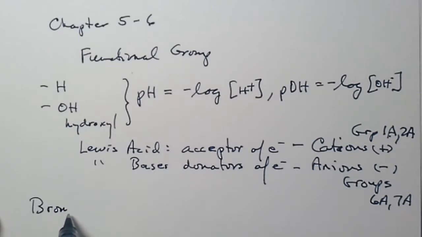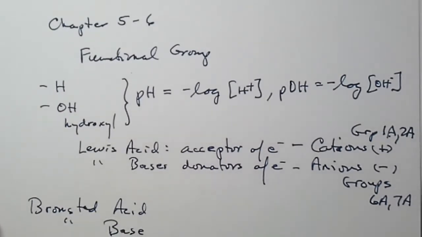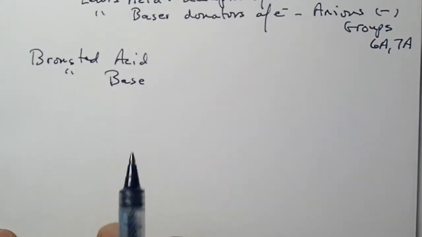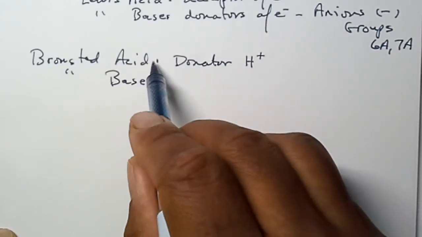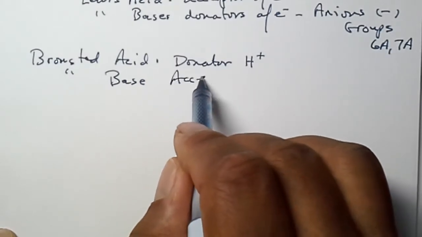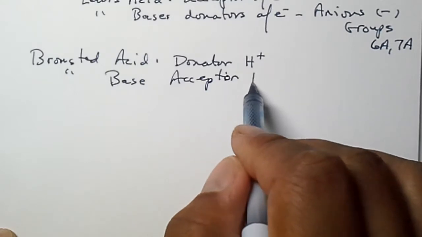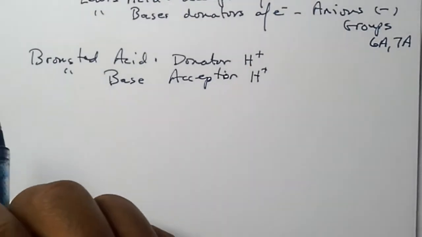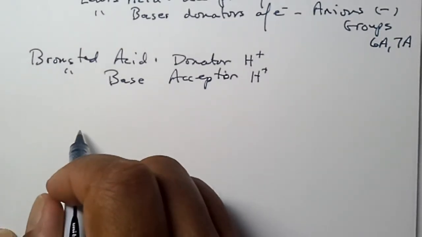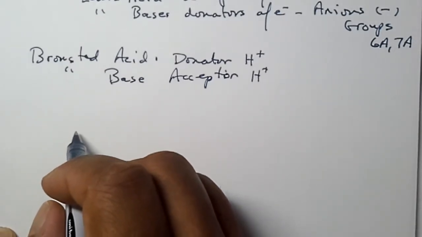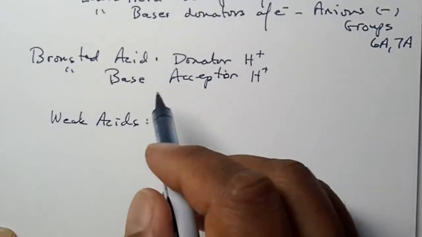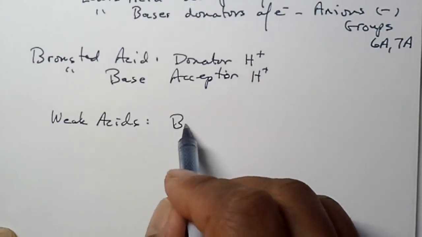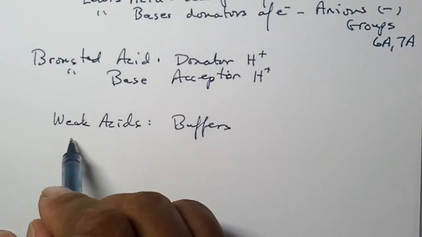We talked more extensively about Bronsted acids and bases. And why? Well, because in biochemistry, we are faced with a situation where we're either donating a hydrogen ion, which is the definition of a Bronsted acid, or accepting a hydrogen ion, which is the definition of a Bronsted base. These are important to remember because when we talk about acids and bases in biochemistry, we're usually referring to weak acids, which are proton donors, that can act as buffers. And also weak bases act as buffers.